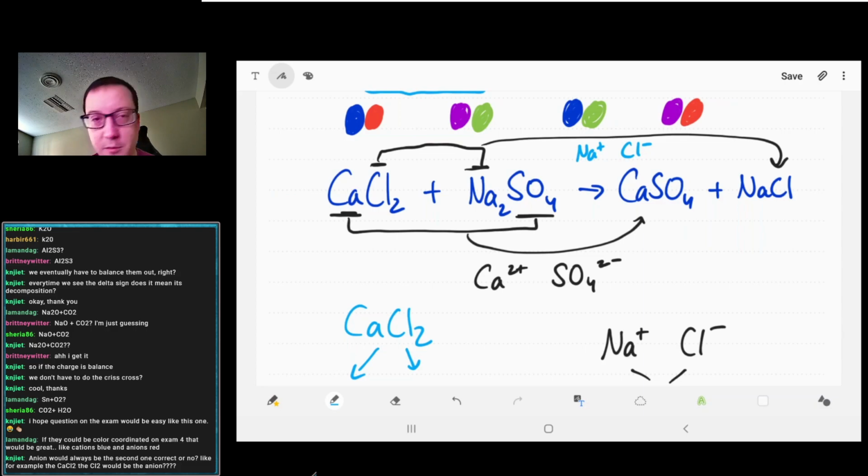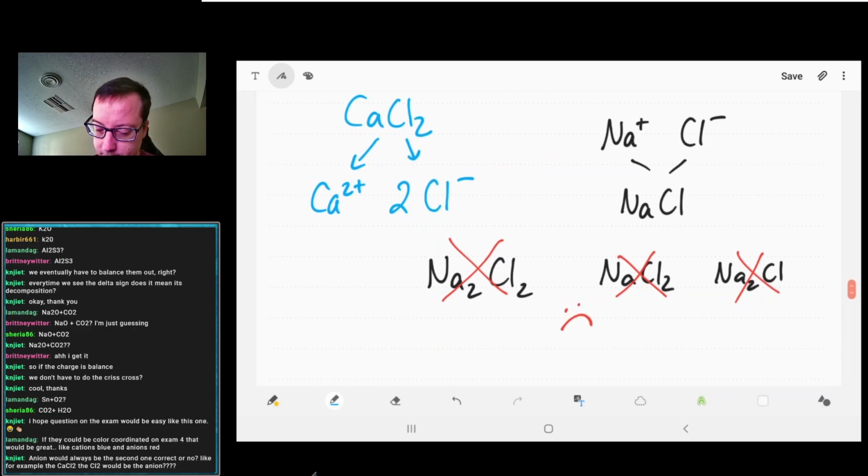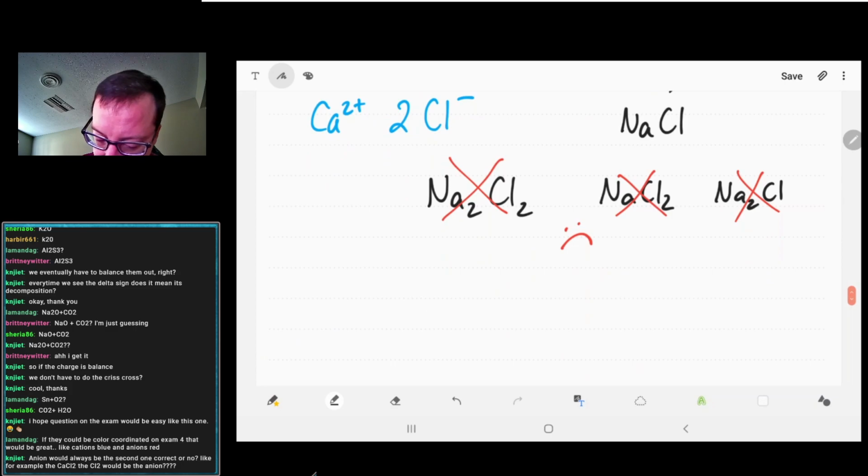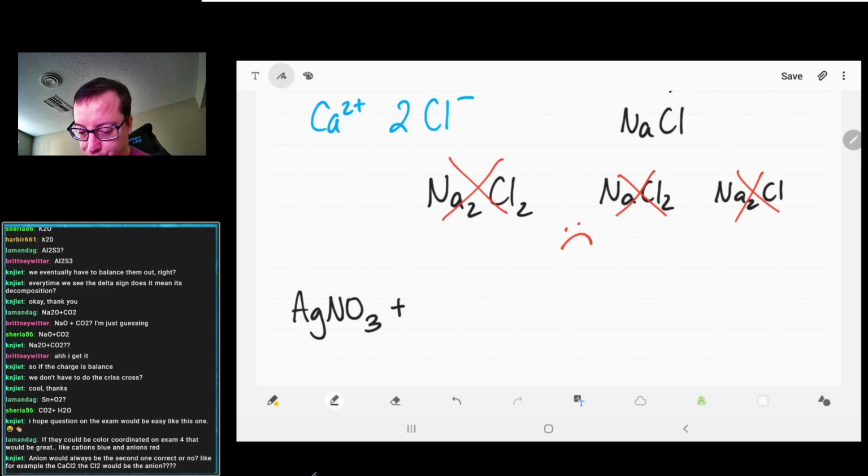I think let's do plenty of practice with this type. Let's see, what would be a good one? Let's see if we can figure out what the products of this reaction are going to be.